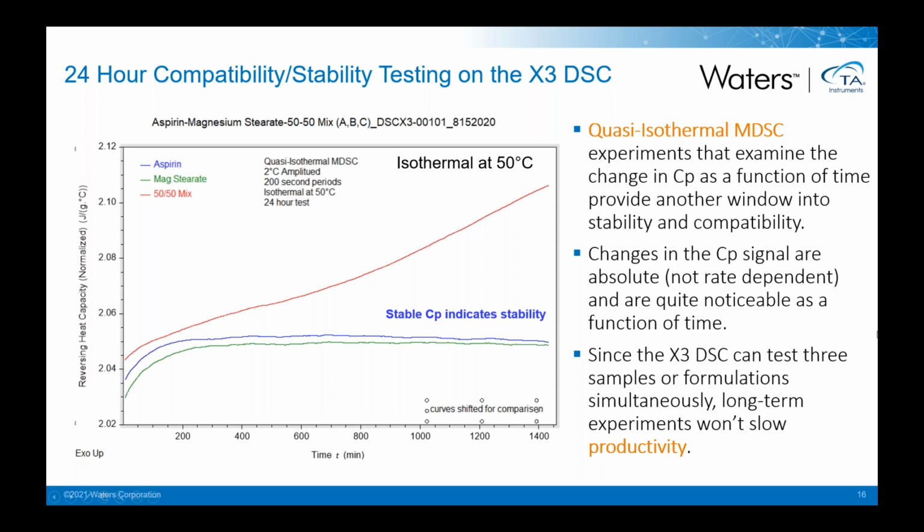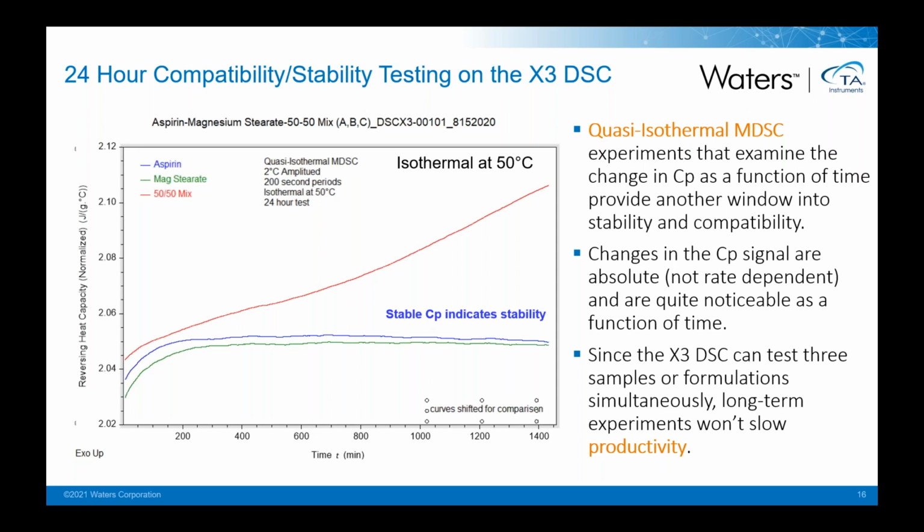So, this experiment lasted 24 hours. And obviously we can see a pretty clear indication, in a fraction of that time, that these two materials are not compatible with one another, especially in relation to the pure materials. But it's a relatively easy, simple test to put some powders into some pans and make a single test to get three pieces of information. Now, in this case, we're looking at two pure materials and the mixture of those two materials.